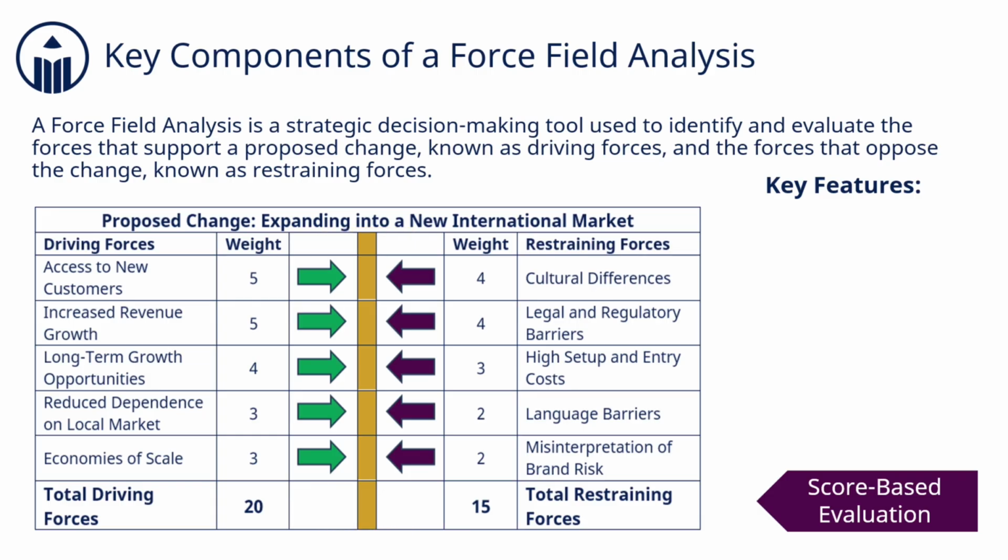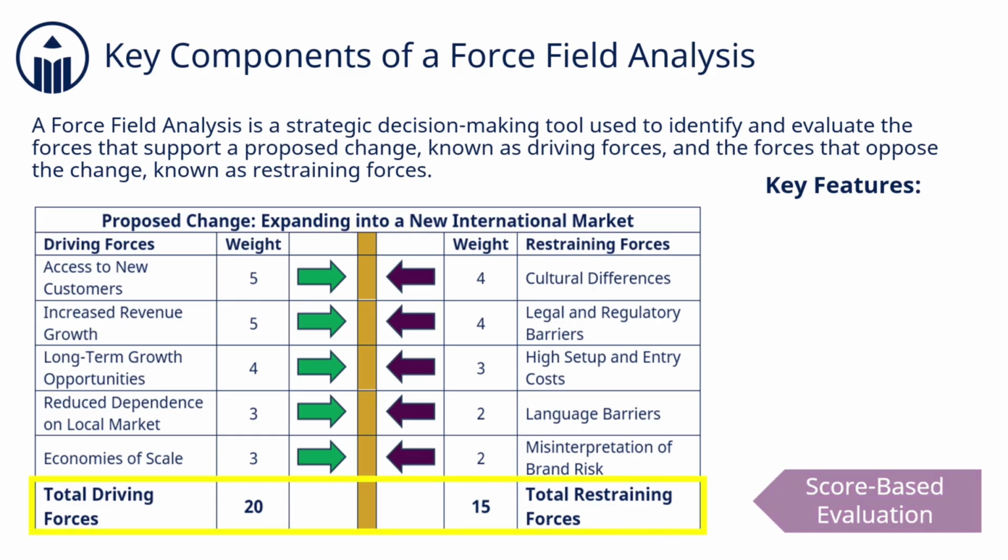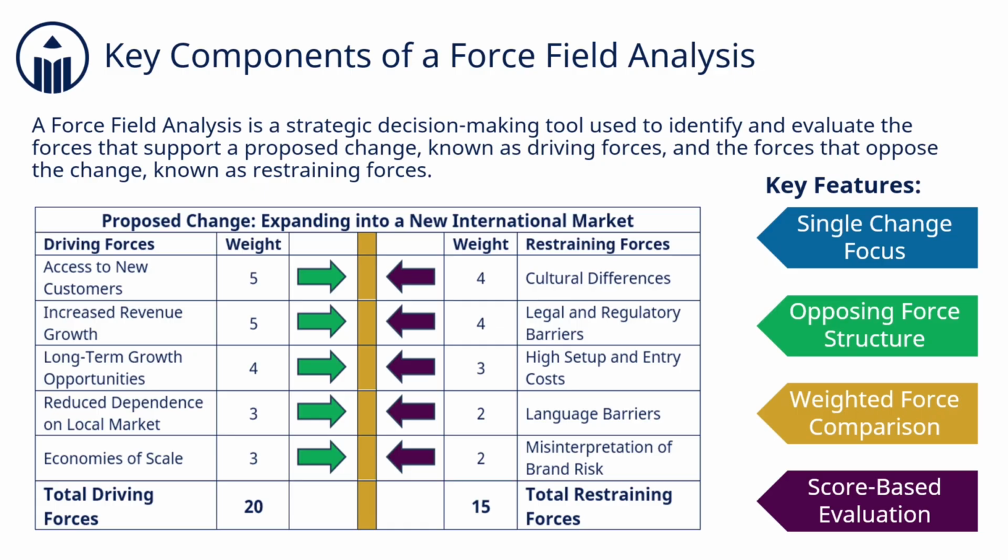Finally, force field analysis uses score-based evaluation. Managers compare total scores of driving and restraining forces to judge feasibility. Since the driving forces total 20 and the restraining forces total 15, the expansion appears feasible, provided key risks are managed effectively. Force field analysis helps businesses assess feasibility of change by comparing weighted driving and restraining forces, while also identifying obstacles, helping to prioritize management actions and supporting clear communication with stakeholders.